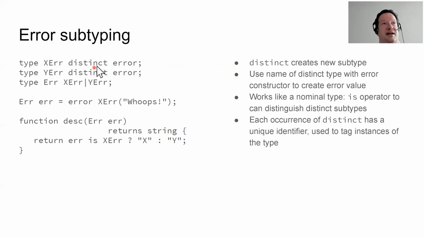So in here, we're saying that these are distinct errors. I've got a distinct error type here, another distinct error type here, and we've created a union here. When you create an error of a distinct error type, it will create an error value which you can think of as being tagged with a distinct ID. So if you put X error here or Y error, you'll get a different value. And then you can use the is operator to distinguish between them.